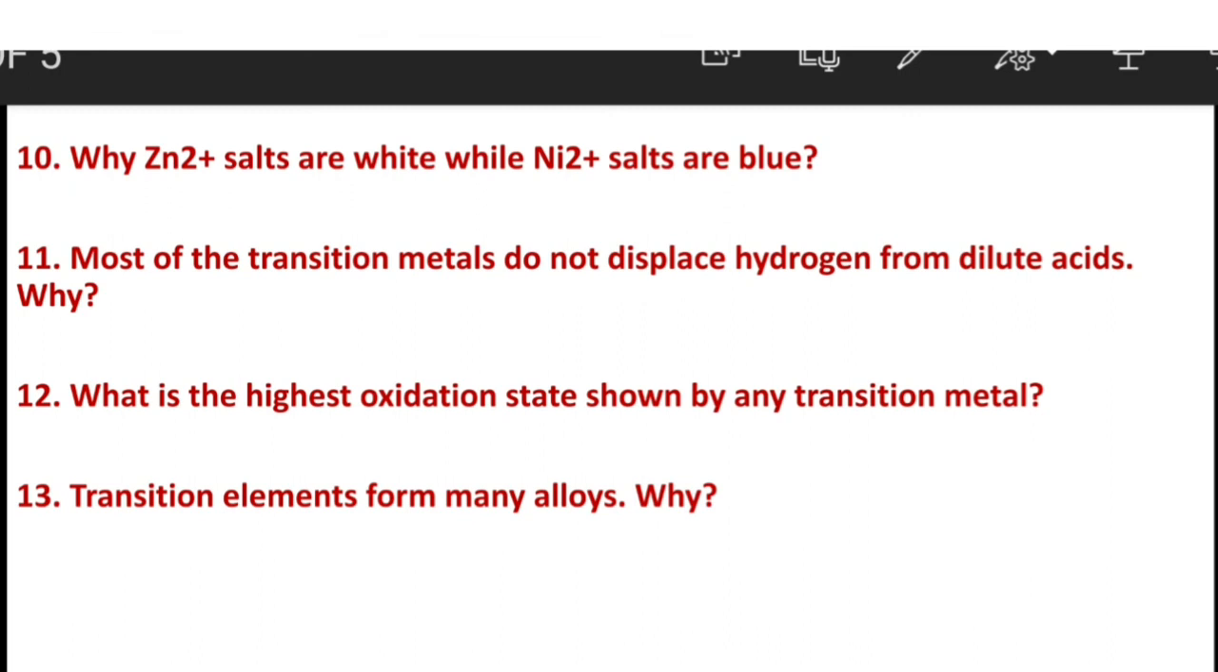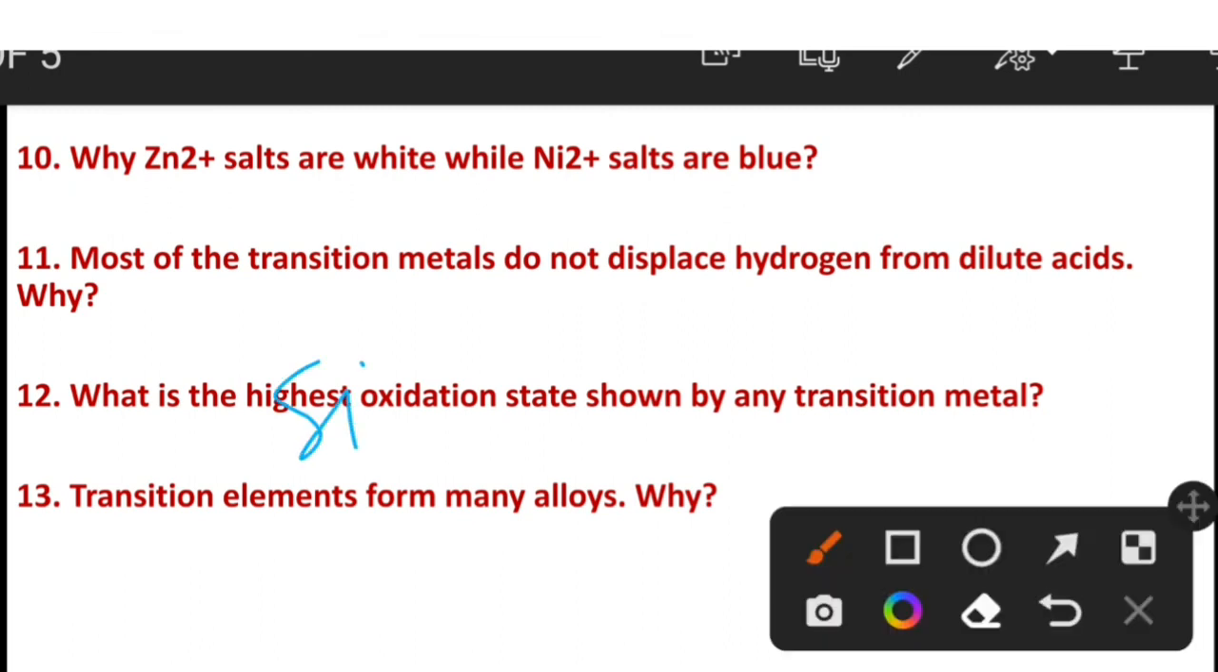Should I repeat it again? So why do transition elements form alloys? The main reason behind that is they have similar atomic sizes. The transition metals have almost similar atomic sizes, so they could easily replace one another within the crystal and result in the formation of alloys.